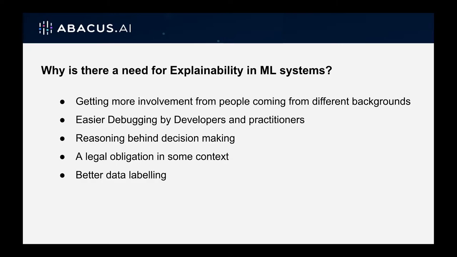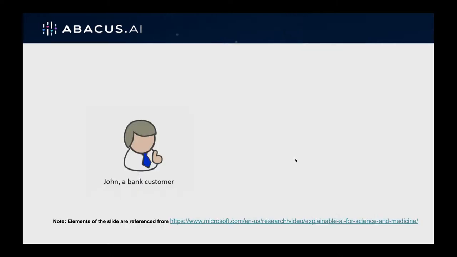Better data labeling means better machine learning models that are subsequently trained, and a lot of other advancements going faster. That's why explainability in ML models also helps data labeling in a variety of ways. That will again become very clear once I illustrate it with examples. So let's get going with this.